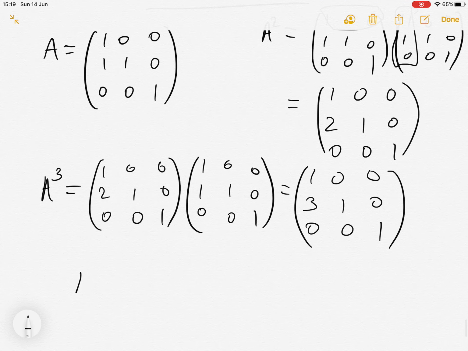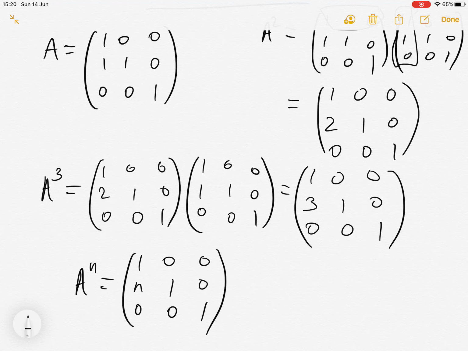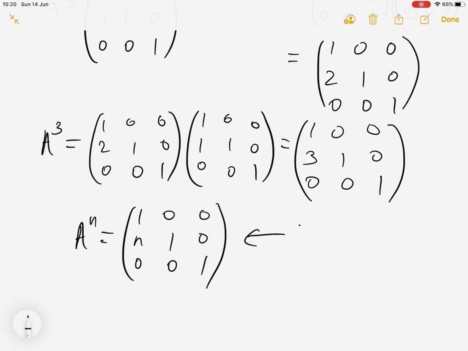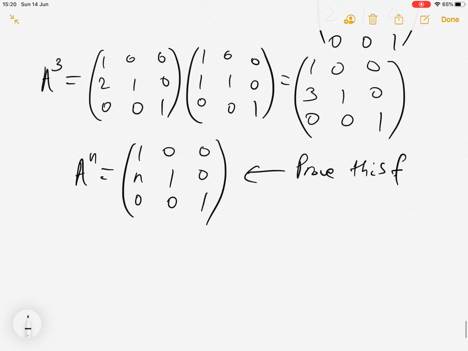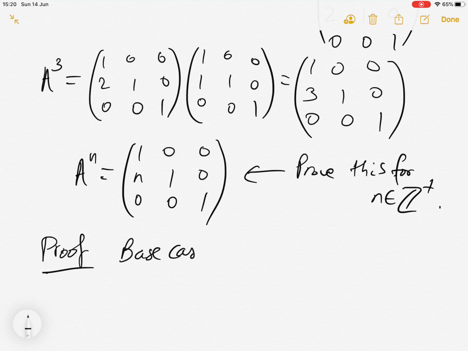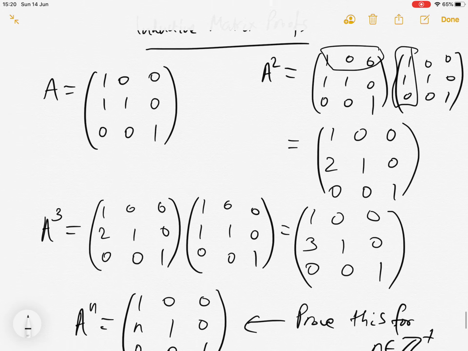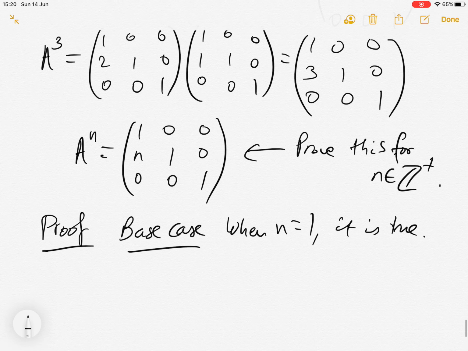You can work out more if you want, but you'll probably realize sooner or later that the nth power is just this matrix. So then the question is, prove this formula for n in Z+. The base case is simply when n is 1. When n is 1, it is true. There's really nothing else to say because A to the 1 is A, which was given by this.